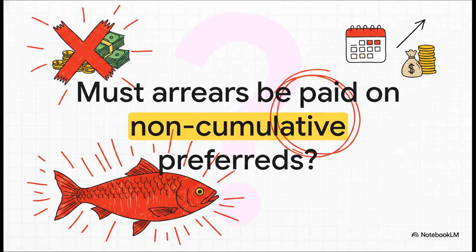Let's try Scenario 4. A company skips 3 dividends on a non-cumulative preferred share. Are those arrears? A, owed immediately before the company can pay common dividends, or B, forfeited entirely? Read carefully. The specific term non-cumulative is the trap here. The answer is B, arrears do not accrue. That means you get absolutely nothing for those skipped payments. Only cumulative preferreds accrue missed dividends. You have to read the specific adjectives in the exam questions, guys. They change the entire outcome.